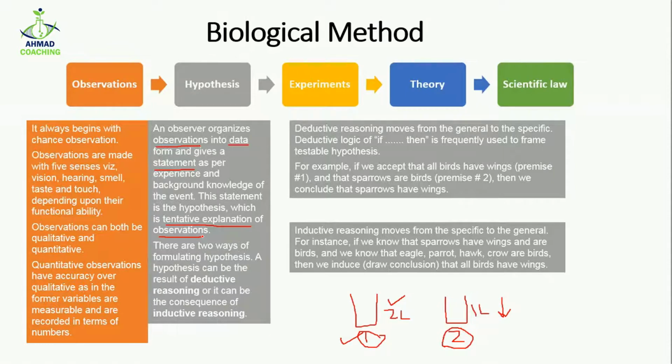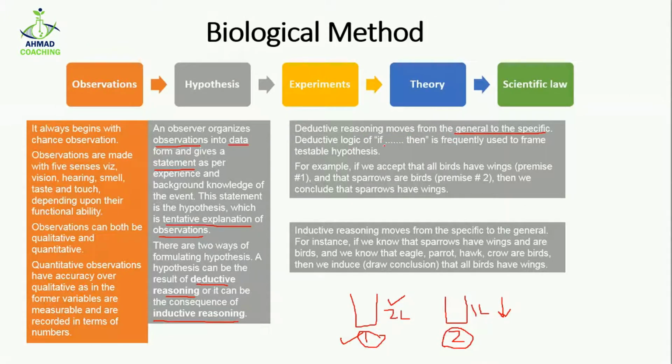There are two ways of formulating a hypothesis. A hypothesis can be a result of deductive reasoning, or it can be the consequence of inductive reasoning. Now, what is deductive reasoning? Deductive reasoning moves from general to specific.